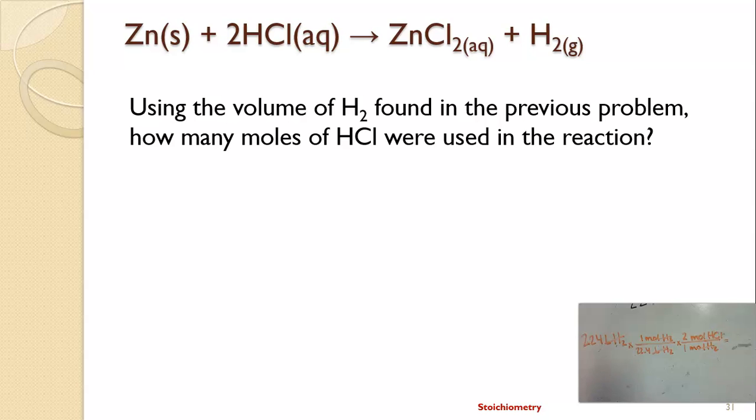And let's do that math. Okay? Multiply everything in the numerator. 224 times 1 times 2. Hang on, I can't operate my calculator. Give me a sec. 1 times 2 gives me 448. And then everything in my denominator, 22.4 times 1, 22.4. Divide denominator into numerator, and I get 20 moles of HCl.